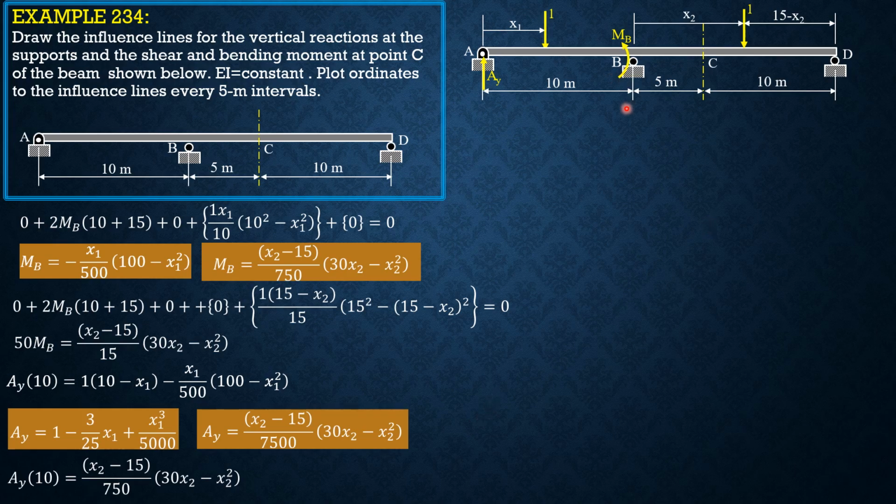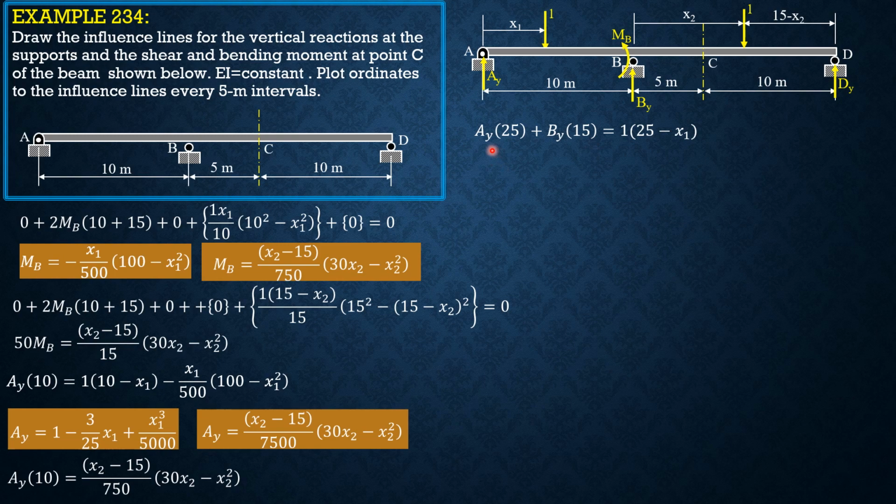Then for BY, we consider the entire system, summation of moment at D. So don't mind MB anymore, it is internal. So AY times 25 plus BY times 15 equals 1 times 25 minus x1. So again, we sum up moments about D. Considering the entire system, the unit load is still here. Its distance from A is x1, so its distance from D is 25 meters minus x1. So this is the equation.